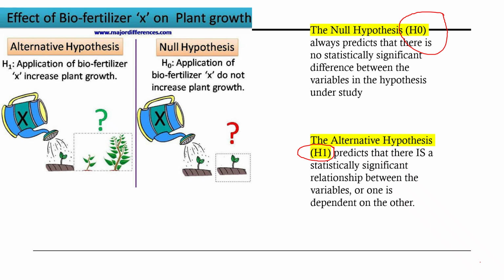So our null hypothesis is going to say, if I applied biofertilizer, I expect no change or no difference in growth. Okay? And then our alternative hypothesis, there is going to be a significant relationship between the variables. So in my alternative hypothesis, I'm going to say, if I apply biofertilizer, there will be a significant increase in plant growth. Okay, so do you see the difference between our null hypothesis and our alternative hypothesis?